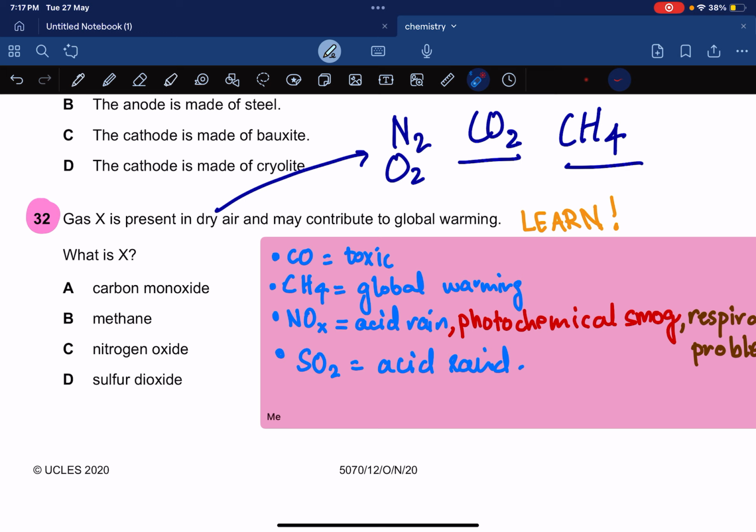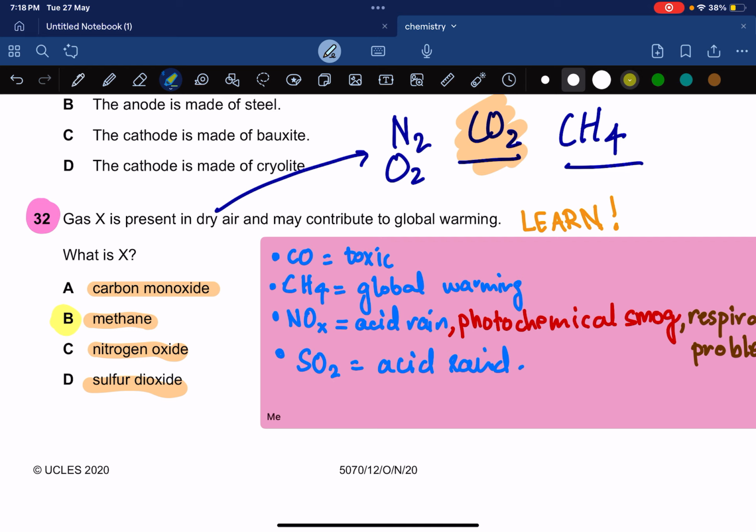So it's going to be our carbon dioxide, but we have no carbon dioxide option. We have carbon monoxide, we have methane, we have nitrogen oxide, and we have sulfur dioxide. If we would have a carbon dioxide option, that would be very good, but the problem is we don't have an option. So we have to go with methane, because methane is also a global warming gas, which is a greenhouse gas.